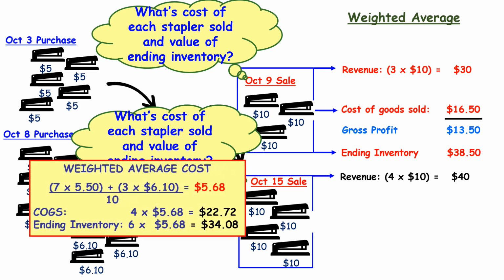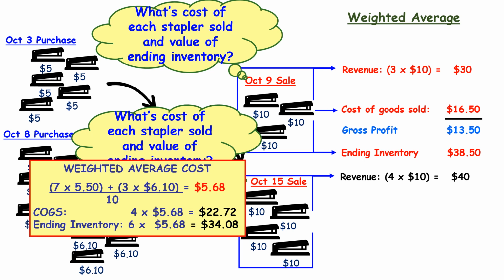Now those 7 will be costed at the previous average cost, which is $5.50. And now the new 3 staplers were purchased at $6.10. Add that cost, that is the total cost of goods available for sale. Divide that by how many units are available, 7 from the previous before this purchase and 3 in this purchase, that's 10. This gives us an average cost of $5.68.